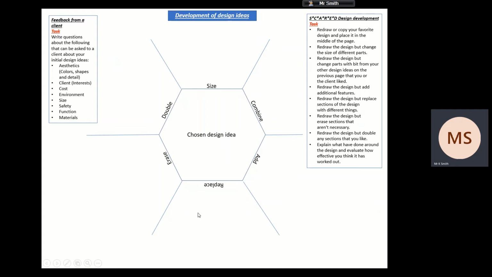So again, you could try and replace and draw it again. Erase a certain bit that you think is unnecessary. It might be something that you put in the design which actually isn't adding anything. And then double, something that you could maybe have more of. Okay, so it's just a way of considering or developing the idea and thinking about how you could keep improving it.